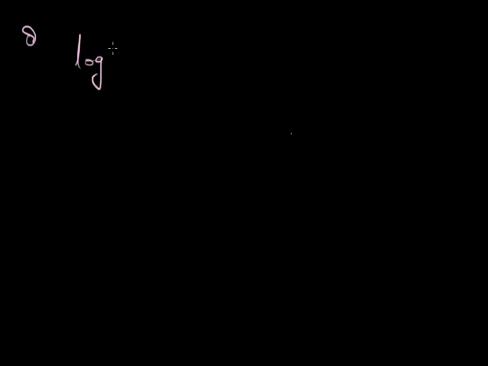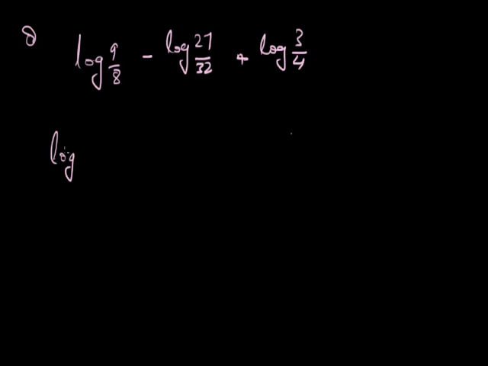Find the value of log 9 upon 8 minus log 27 upon 32 plus log 3 upon 4. Now here we use the first and second law of logarithms, of addition and subtraction. The important point over here is the base is not written. Therefore, by default the base is 10. Right? We assume the base is 10.